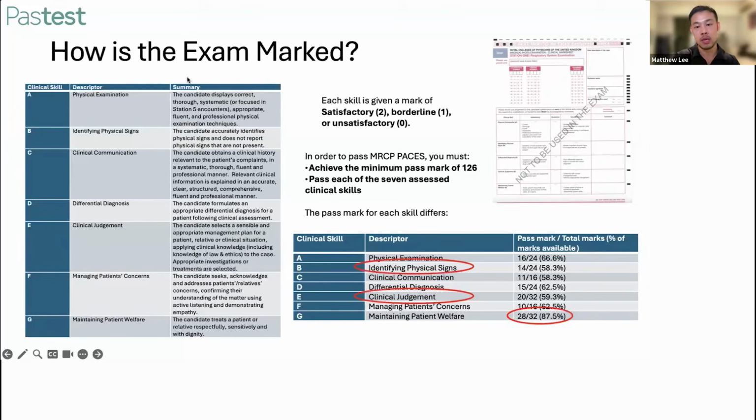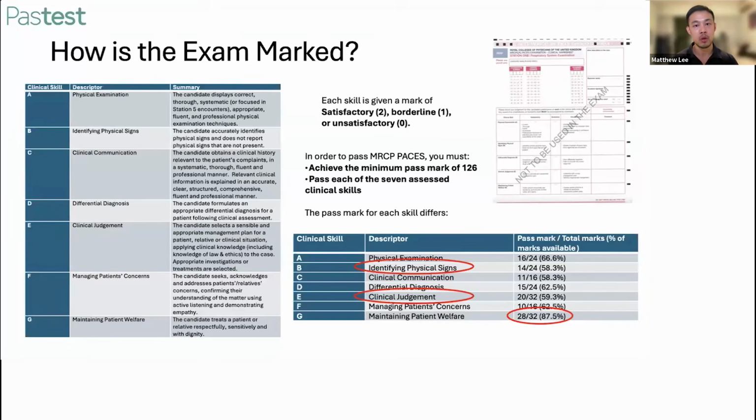And as you can see, there are a couple of key things to be aware of. First of all, the 2 skills that I've circled, identifying physical signs and clinical judgment, are the 2 that are most commonly failed by candidates. The reason for this is that when you're thinking about what exactly the hardest bits are, it's when you approach a patient and you are expected to find all the signs within a certain number of minutes, and you put all those signs together into a constellation, and you have to give a sound clinical judgment, not only of the diagnosis, but also how you would manage and investigate this patient in the Viva subsequently.